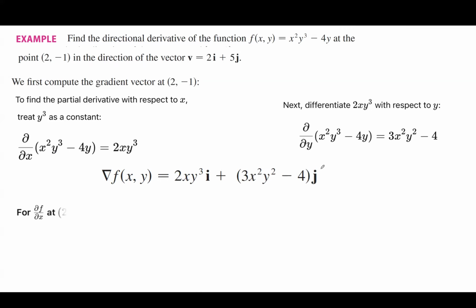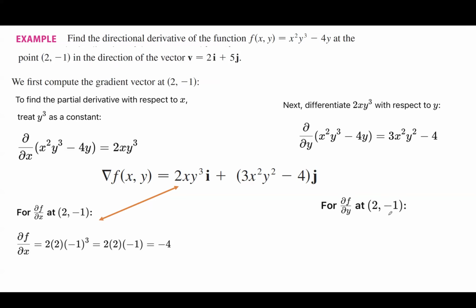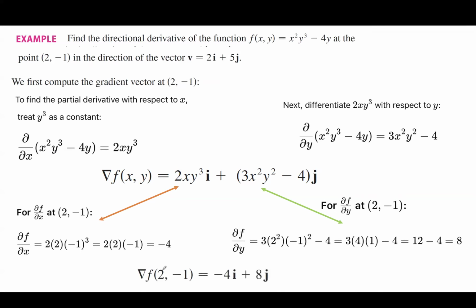Now, since we want to calculate the gradient at the specific point 2 and negative 1, we just need to do the substitution. If I plug in 2 for my x and negative 1 for my y, I get negative 4. So you have 2 times 2 and negative 1 to power 3, which becomes negative 1, so you get negative 4 back. Now, for the partial derivative of f with respect to y at point 2 and negative 1, you just plug in 2 for your x and negative 1 for your y, and it becomes 12 minus 4, or 8. Very good. So the gradient of the function at 2 and negative 1 is negative 4 and 8.